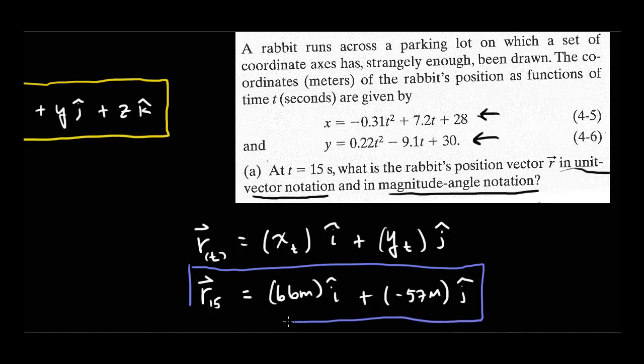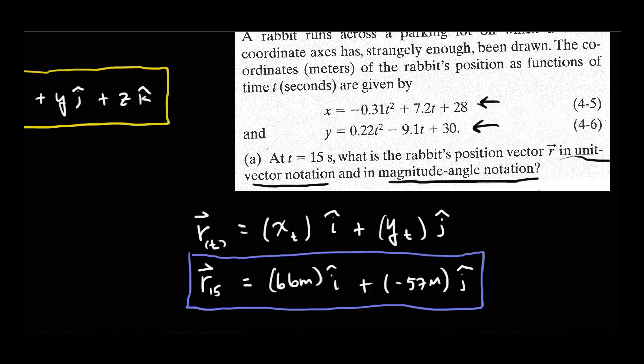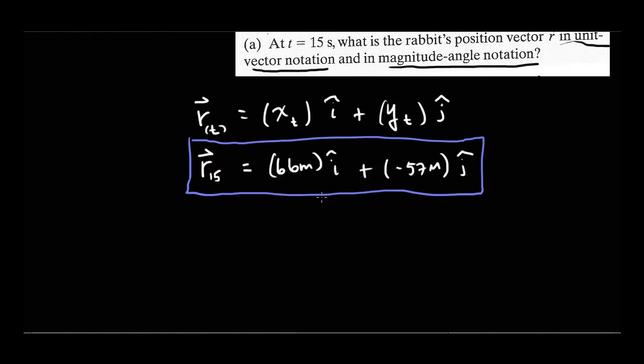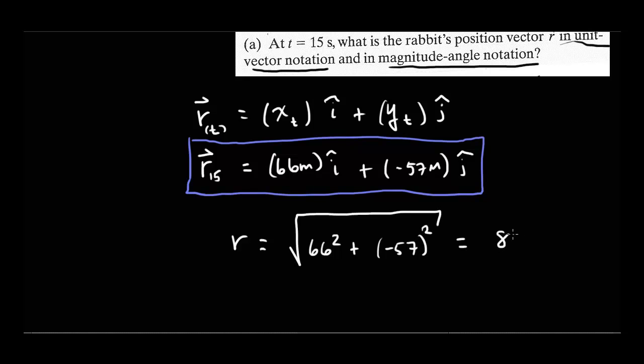That's it right there. The second part, then, we just have to convert this into magnitude angle notation. So how do I convert this into magnitude angle notation? Well, let's figure out the scalar size of r. What is the value of r as a scalar size? I'm just going to use the Pythagorean theorem: that's the square root of 66 squared plus negative 57 squared. Do that out and you get 87 meters.